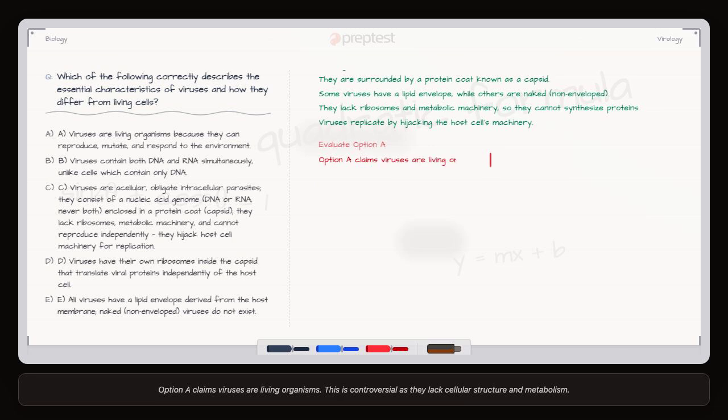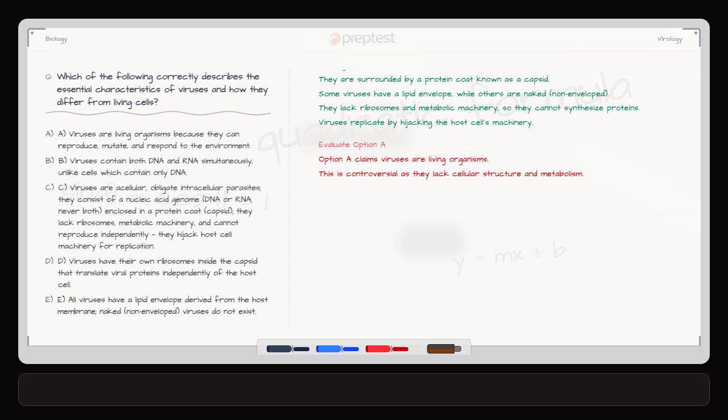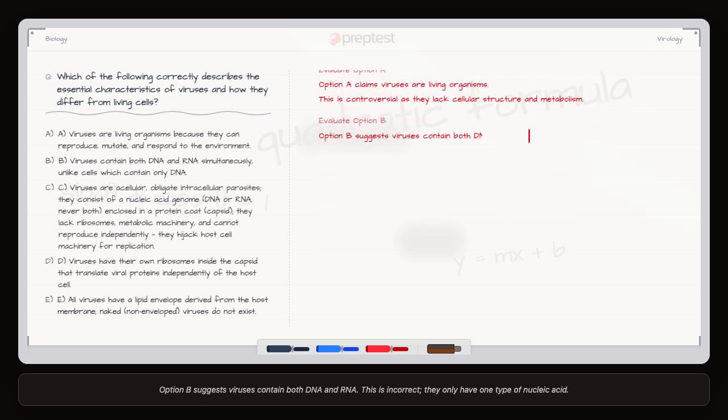Option A claims viruses are living organisms. This is controversial as they lack cellular structure and metabolism. Option B suggests viruses contain both DNA and RNA. This is incorrect, they only have one type of nucleic acid.